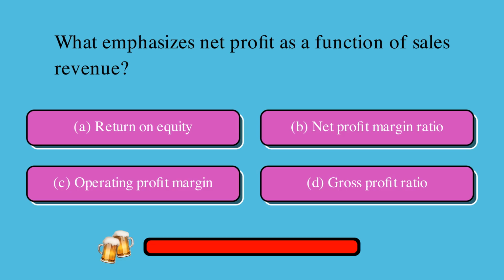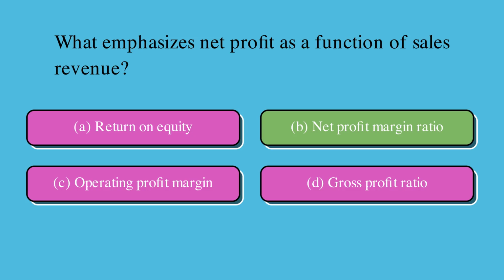What emphasizes net profit as a function of sales revenue? Is it A, return on equity, B, net profit margin ratio, C, operating profit margin, or D, gross profit ratio? The correct answer is B, net profit margin ratio.